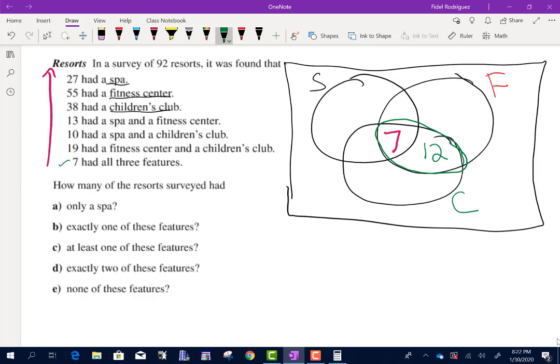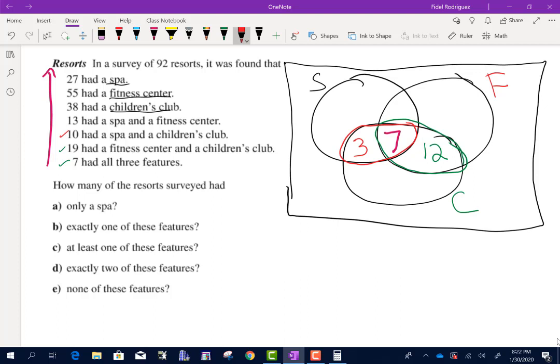So I'm going to put little checks by the ones we've already done, okay? 10 had a spa and a children's club. So here's spa, okay? And here's children's club. So now what that part's telling me is that this overlap has to add up to 10. Well, if that's 7, then this one here is going to have to be 3. Okay. Put a little check on that one.